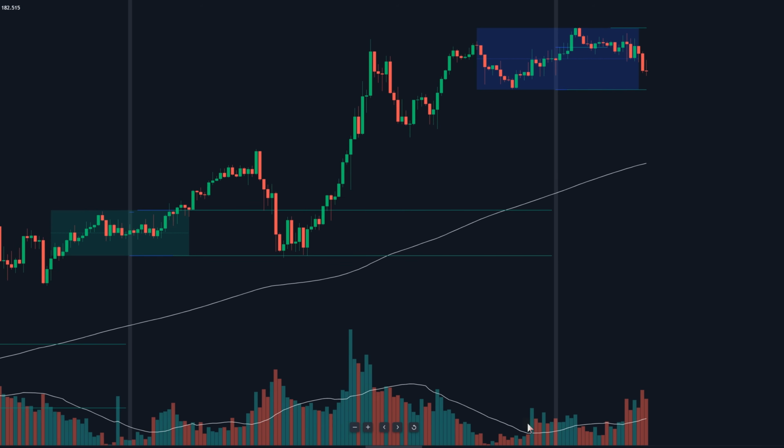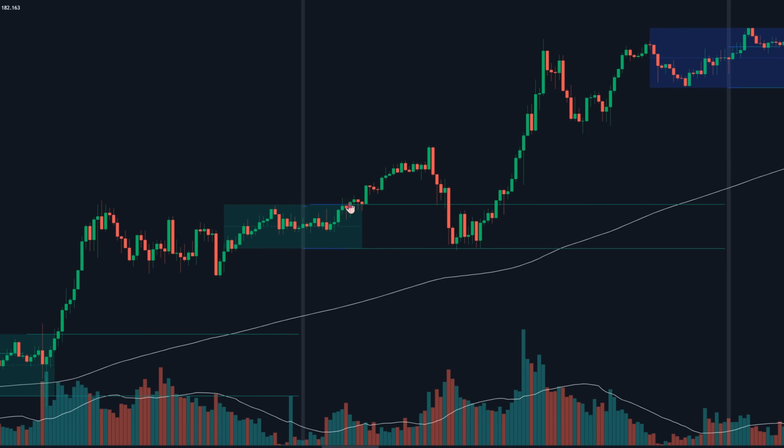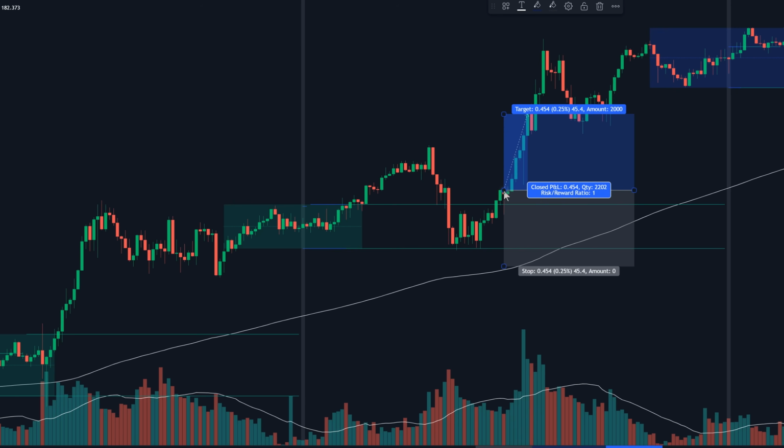For the volume indicator, we're going to want a candle that breaks and closes above a range to have a volume bar that closes above this white moving average. And then for extra confirmation, we'll also make sure that the entry candle itself has a volume bar that closes above this white moving average.